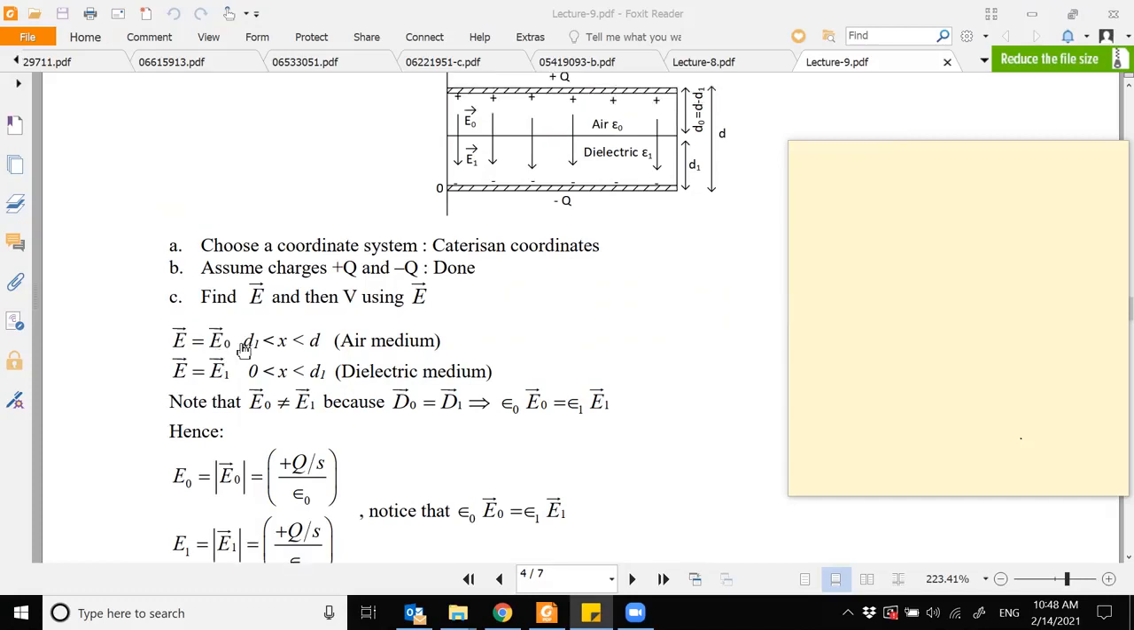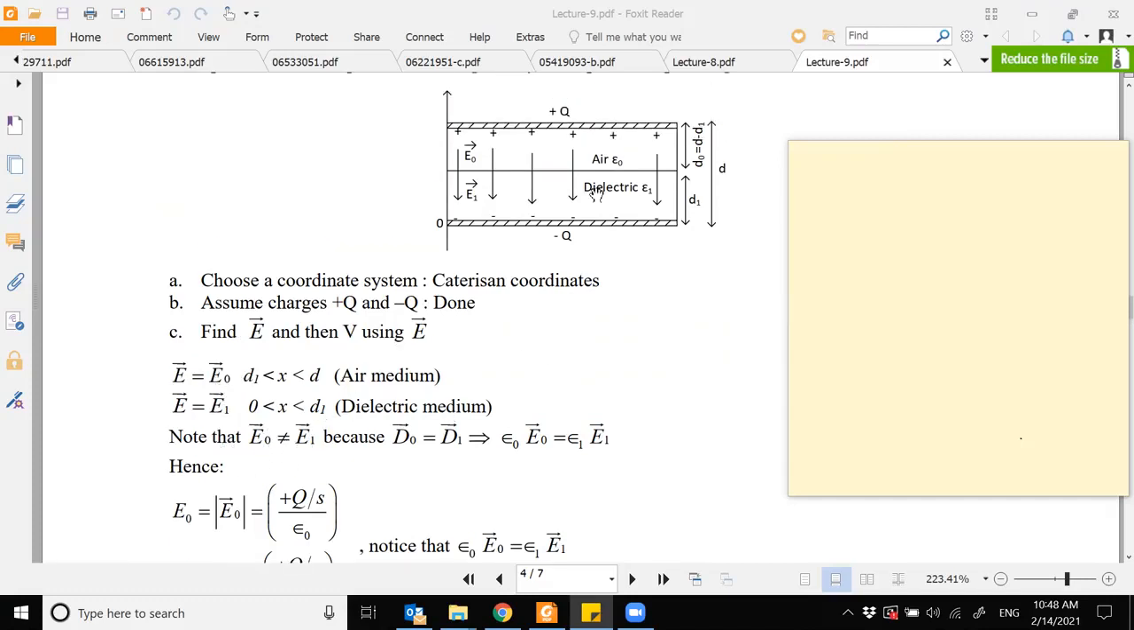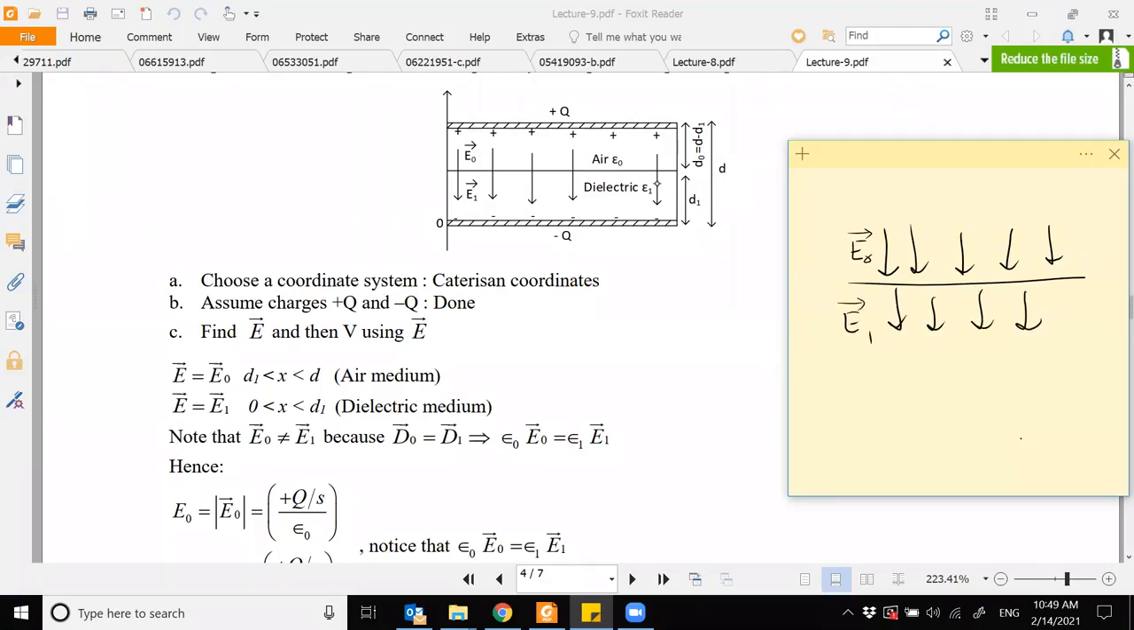Now how to find E0 bar and E1 bar, because they are not equal? Boundary conditions. Here we have only one component, because the electric field is like this. What will be the value here and what will be the value here? We need to find. This is the boundary, and this is the electric field E0 bar, and here it is E1 bar. It has only one component, which is the X component, because this is the X direction.